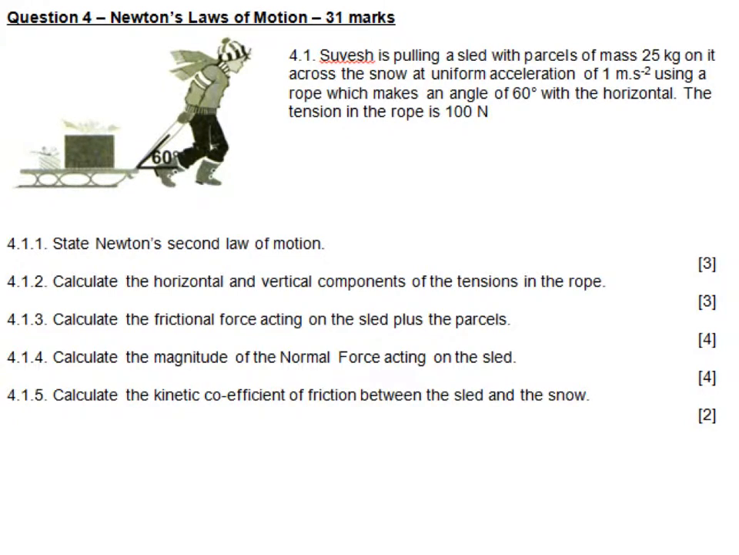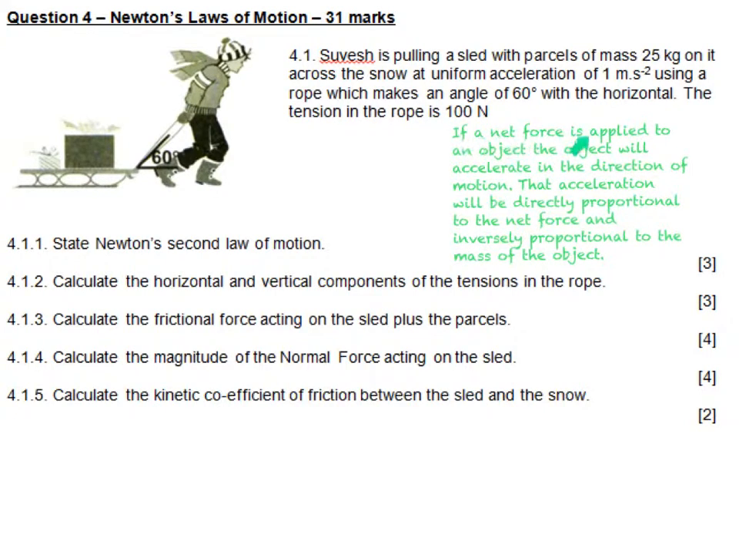Now we've got Sevesh. He's pulling a sled with parcels of mass 25 kilograms on them across the snow at uniform acceleration, and we get given the acceleration, using a rope which makes an angle of 60 degrees with the horizontal. The tension in that rope is given, it's 100 newtons. Stating Newton's first law is again just bookwork.